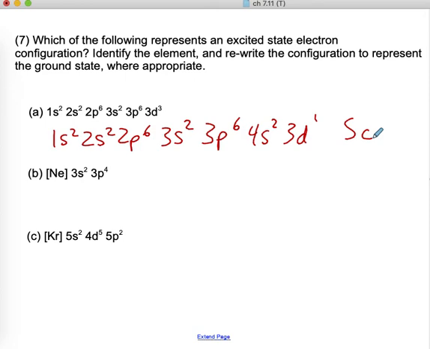In the next example, neon, 3s2, 3p4. Sounds good to me, and that's sulfur. In the final example, krypton, 5s2, 4d5, 5p2. That is the correct order in which the sublevels fill, but I don't want to put electrons in the 5p sublevel until I've completely filled the 4d sublevel, which can hold 10 electrons. So I'll rewrite this into the ground state. Basically, I'm dropping the excited state electrons into the lower energy sublevels that still have room for them. 5s2, 4d7, which is our friend rhodium.